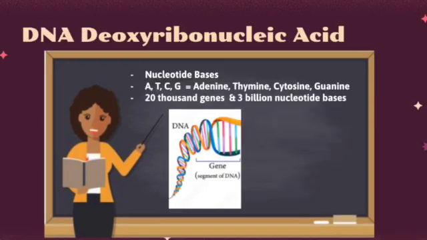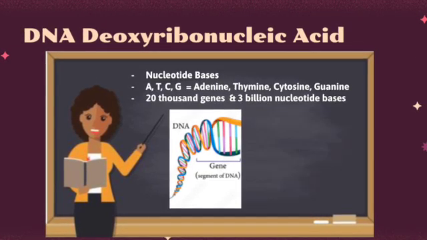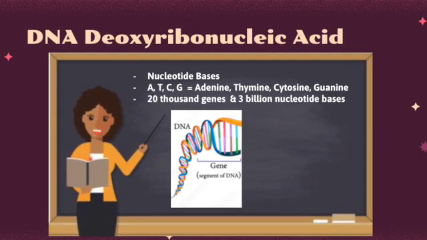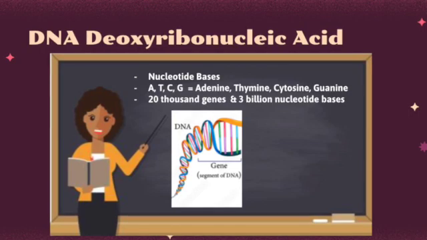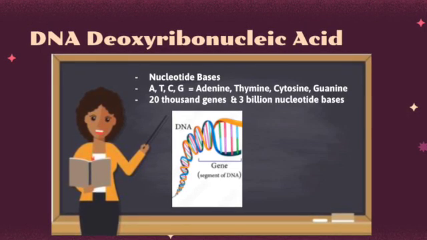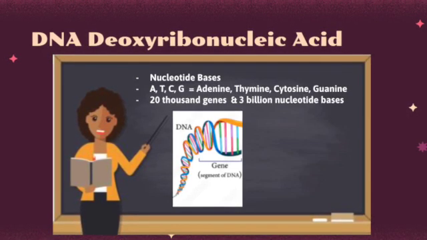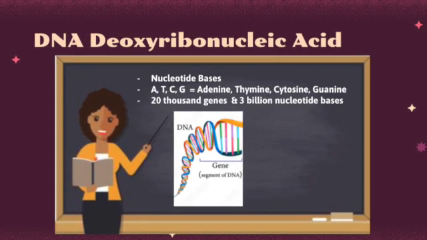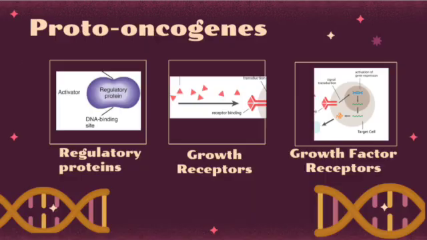These chromosomes carry DNA, deoxyribonucleic acid, and a small section of the DNA is the gene, which comprises small chemical bases called nucleotides. These bases are A, C, T, and G, and they form the DNA double helix structure. Each human being contains approximately 20,000 genes and 3 billion nucleotide bases, which makes your genome.